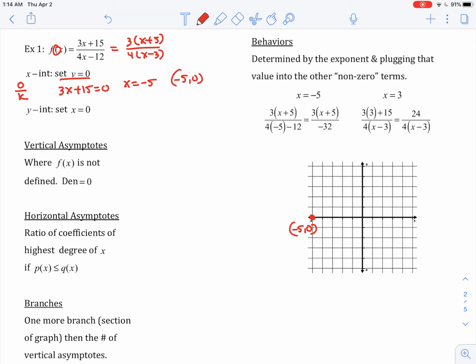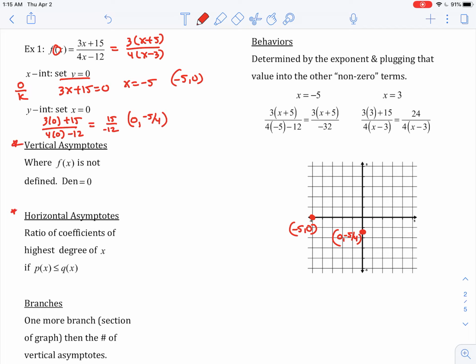For any graph, if it exists, we can find a y-intercept. To find a y-intercept, we always replace our x with 0. Replacing x with 0 here, we just get negative 15 over 12. We always want to simplify any opportunity we can, so reducing each of those by 3, I get negative 5/4 for our y-intercept. So I'm going to plot negative 5/4 there for our y-intercept.